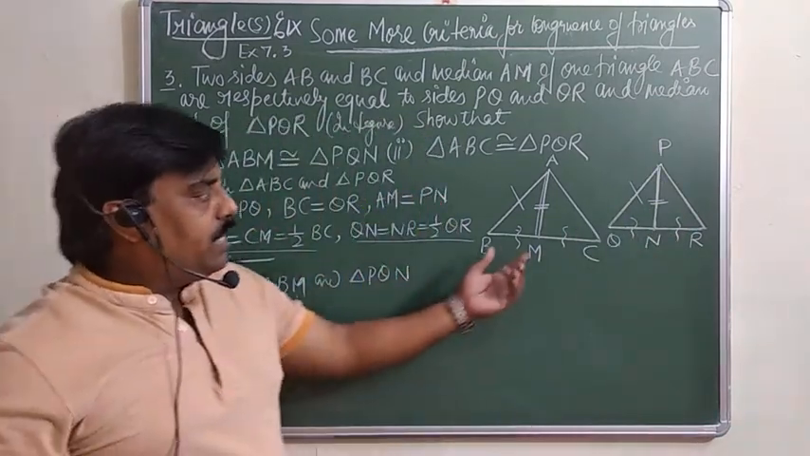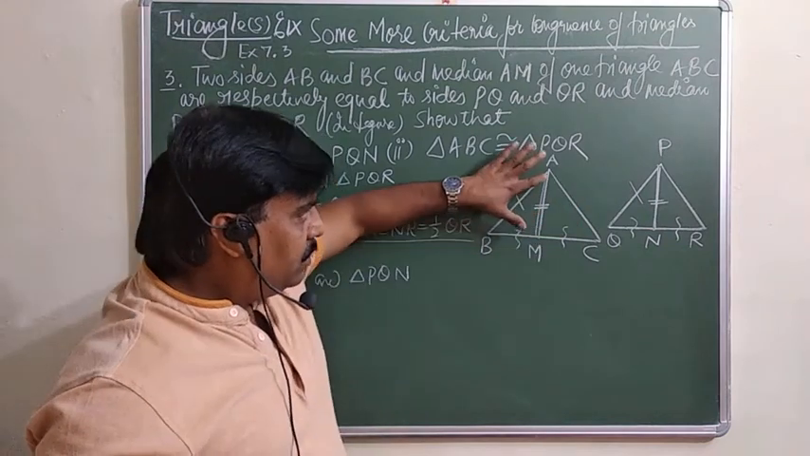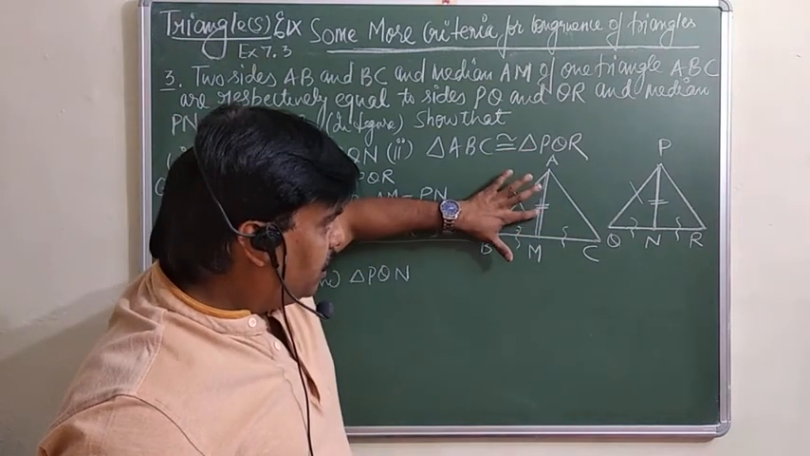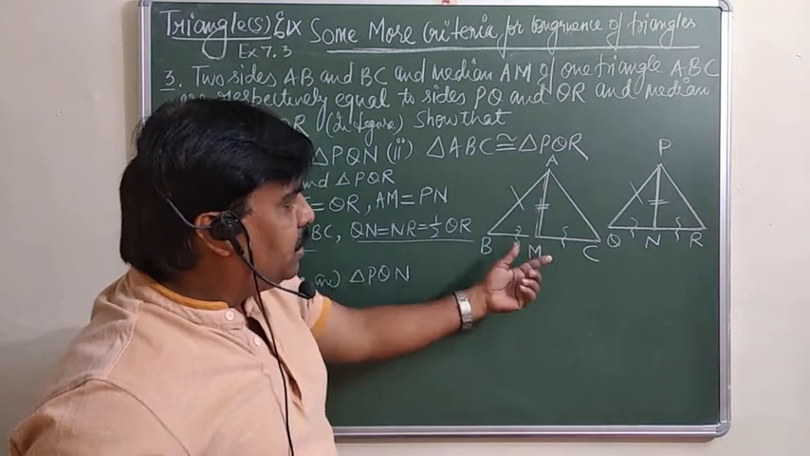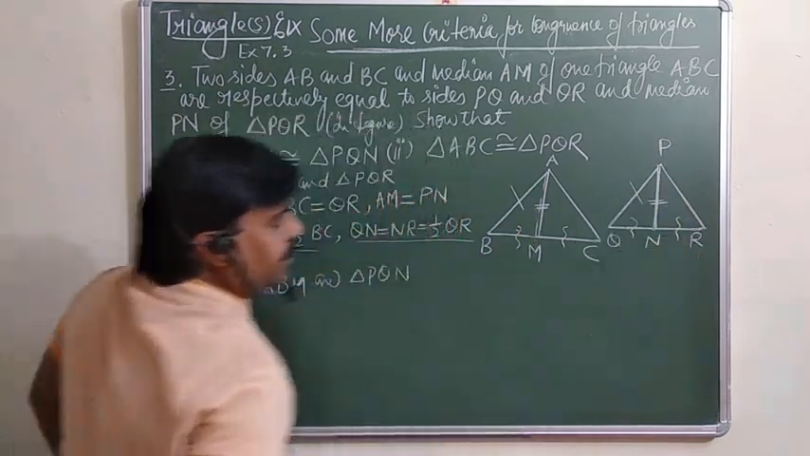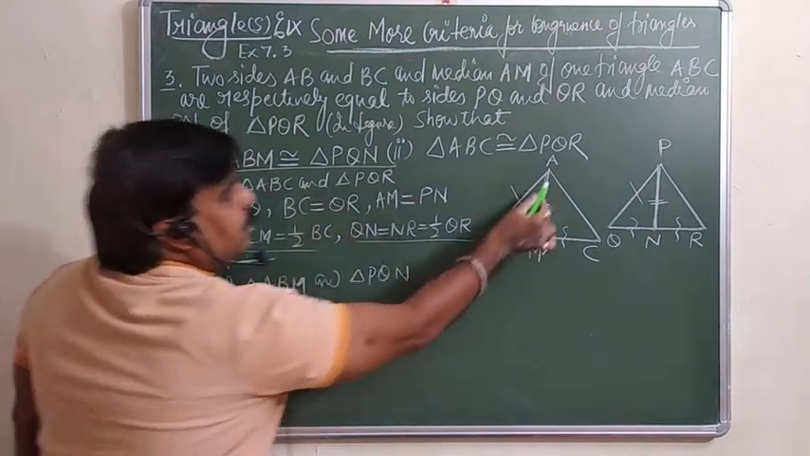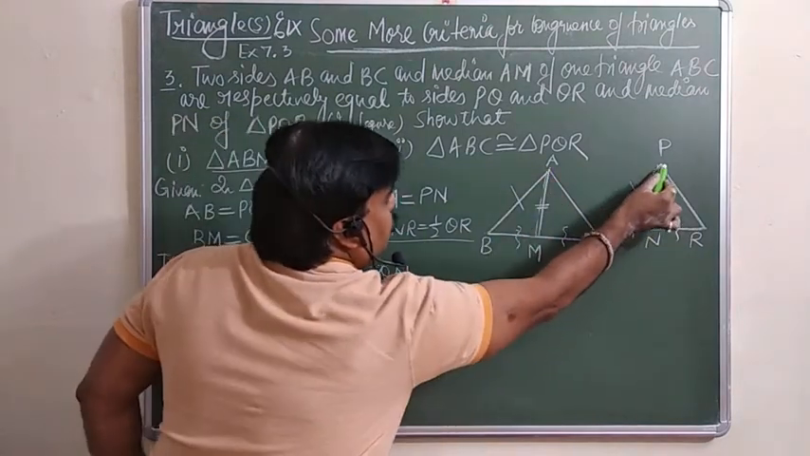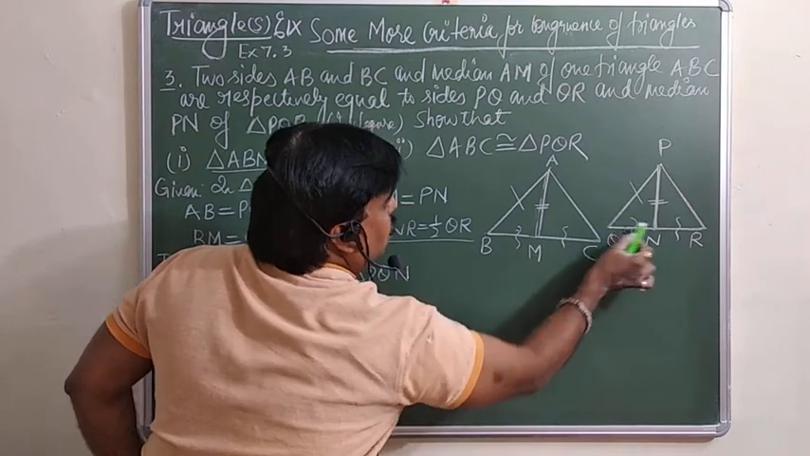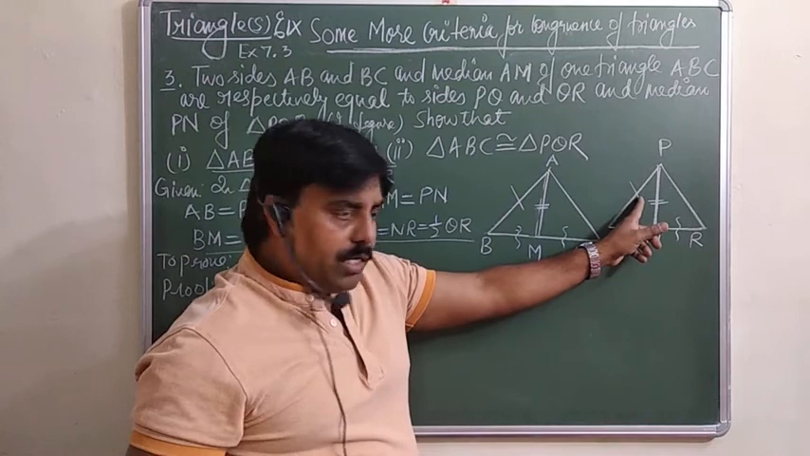Median always divides the opposite side into two equal parts. This AM is the median, so it will divide BC into two equal parts. PN is a median, so it will divide QR. Now look here. We want to prove triangle ABM is congruent to triangle PQN. See now, this AB is equal to PQ is already given.